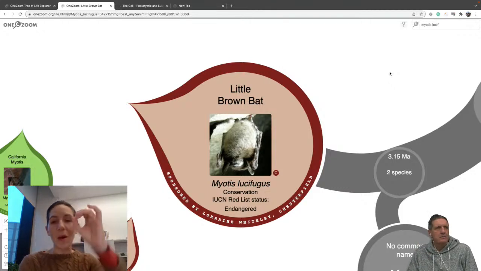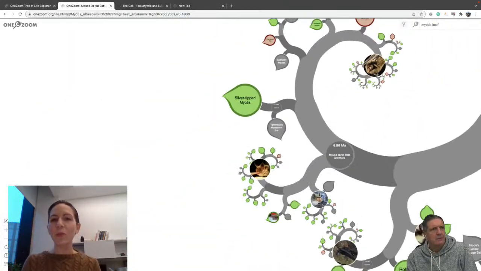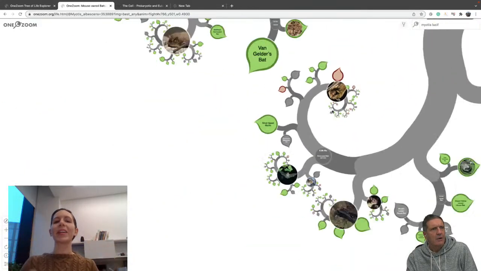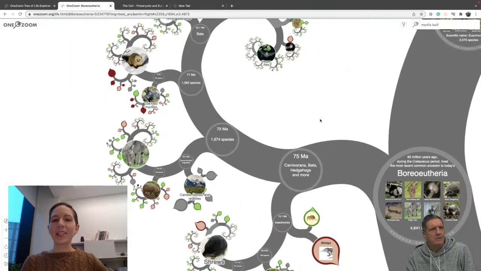I think that we should zoom all the way out so that we see the whole tree of life. Of course, because we've been zooming in. Yeah, look at it. Keep going, go, go, go. Oh my goodness, so crazy. Keep going out.